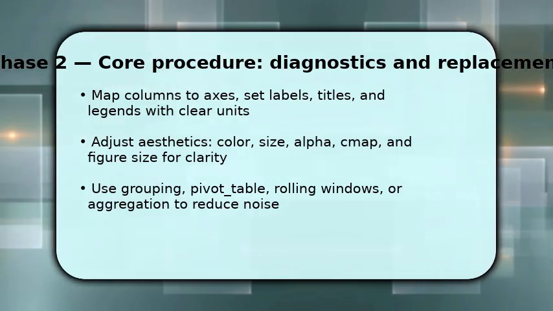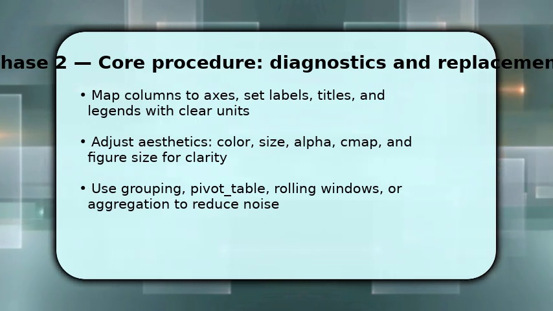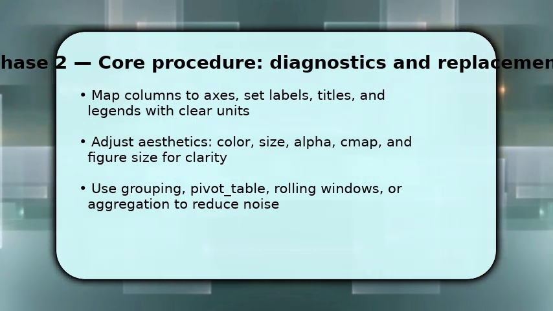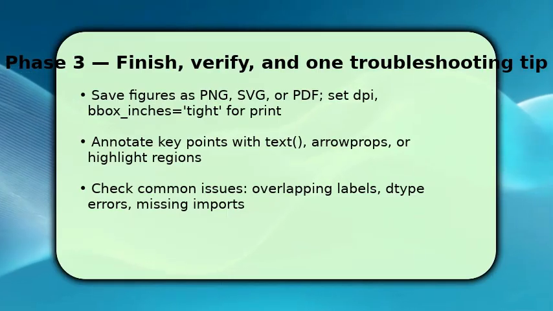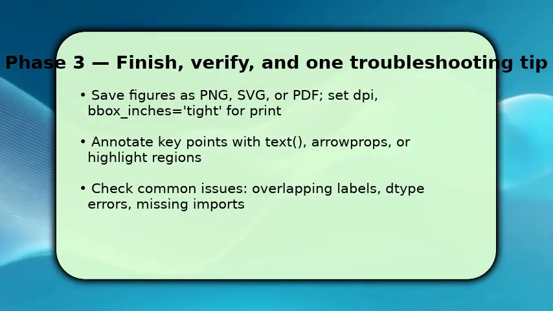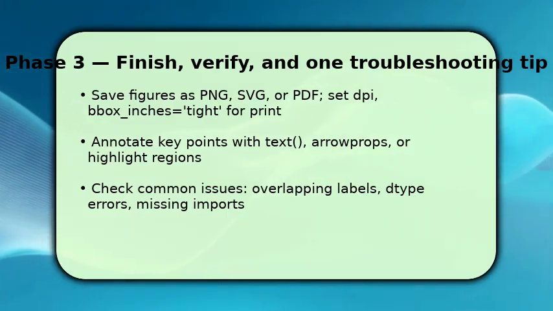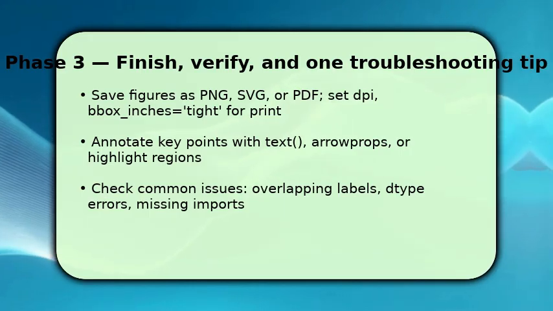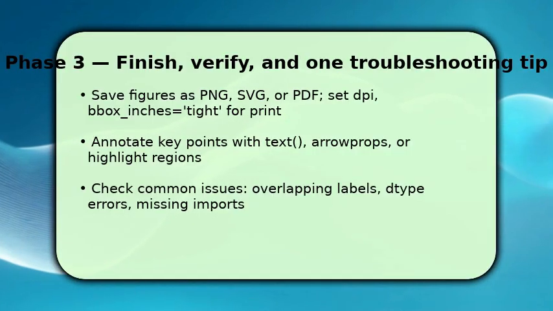Finish by exporting your visual. savefig with appropriate DPI and bbox_inches equals tight, and choose PNG for raster or SVG/PDF for vector. Then annotate important values with text or arrows, and highlight ranges with axvspan or fill_between to guide interpretation.